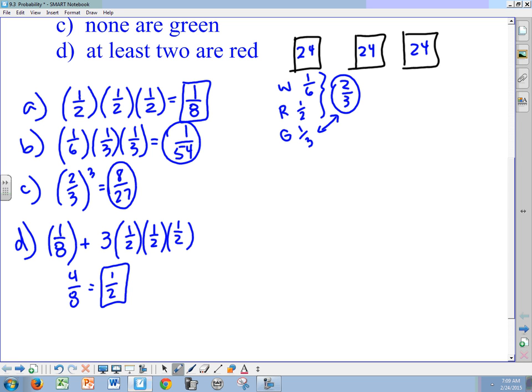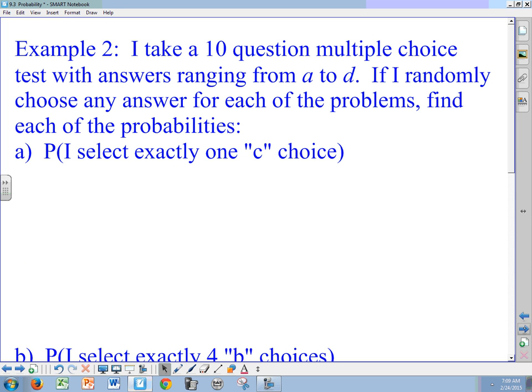All right, so I hope that I have calculated those properly. Let's move on to the next example. In the second part, this one's a little bit different. This is talking about a 10-question multiple choice test. The answers range from A to D.